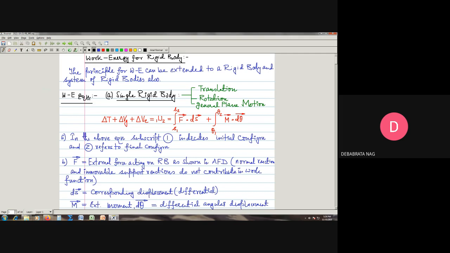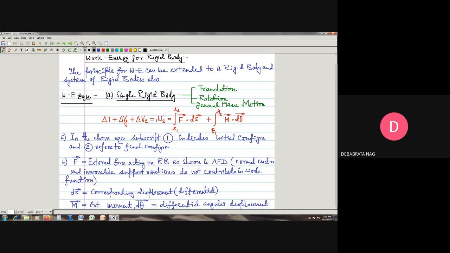It is delta T, which is the change in kinetic energy, plus delta Vg, which is the change in gravitational potential energy, plus delta Ve, which is the change in elastic potential energy, should be equal to 1U2, which represents the work function by the external forces. In this case it needs to be revised, since the body is also subjected to external moments, so it will be the work done by external moments also.